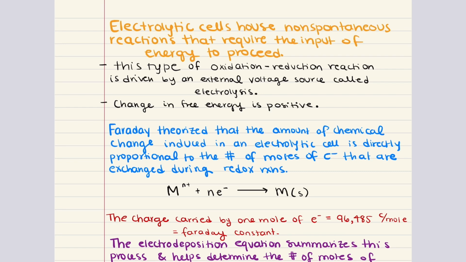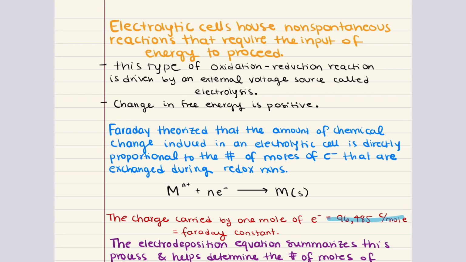Now, a crucial concept introduced by Faraday is the Faraday constant, which represents the charge of 1 mole of electrons. It is a fundamental physical constant that is used in various electrochemical calculations. The value of Faraday's constant is approximately 96,485 coulombs per mole of electrons.